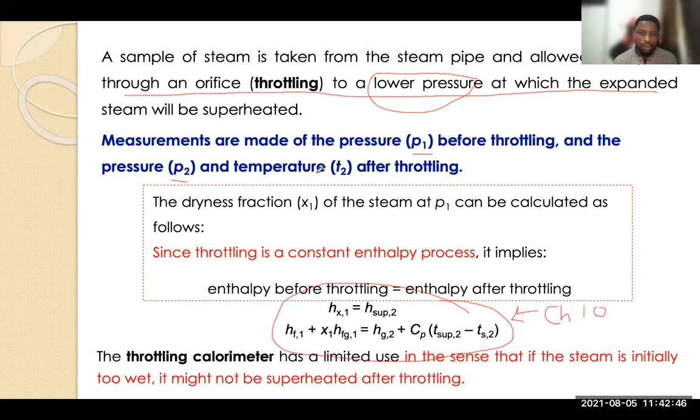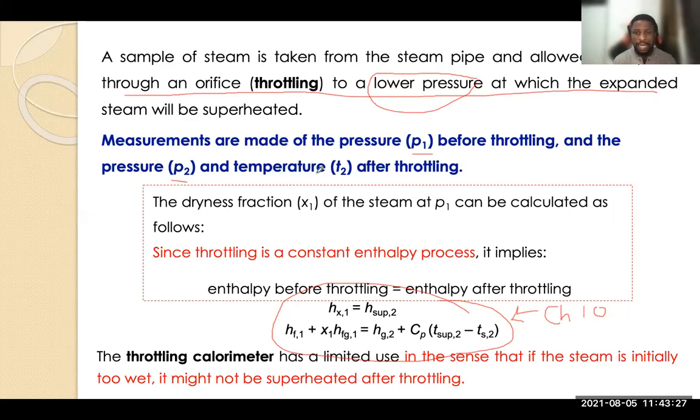So I've talked about how the throttling calorimeter works. I've talked about the pressure change and the temperature changes. I've talked about the fact that it is forced through an orifice or a valve, and that it measures the dryness or wetness of the steam. But the essence is that you want your steam to come in as wet steam and go out as superheated steam.